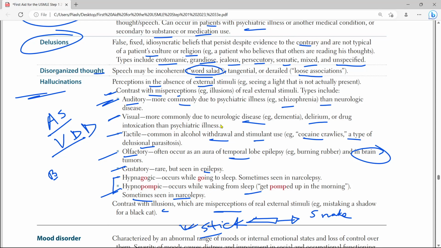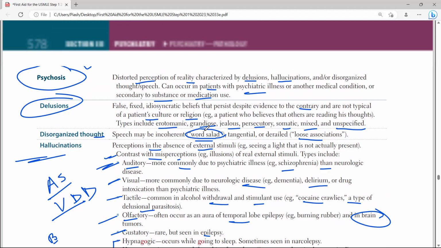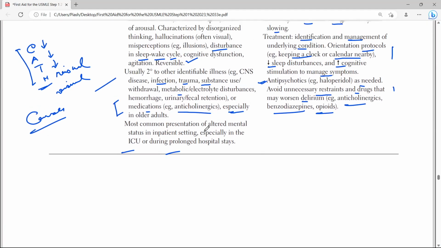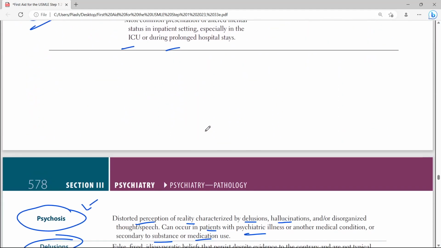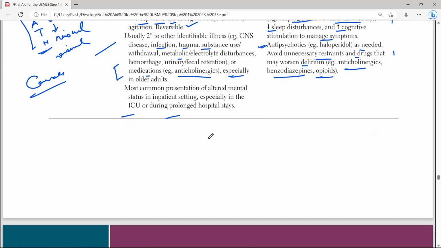That is illusion, and that is all about delusion, illusion, hallucination, psychosis, and delirium. These are very high-yield concepts for psychiatry.